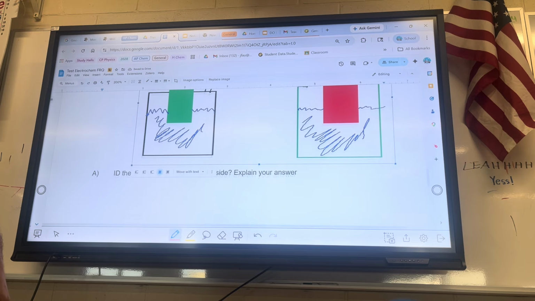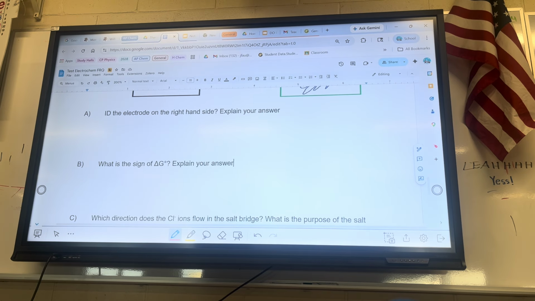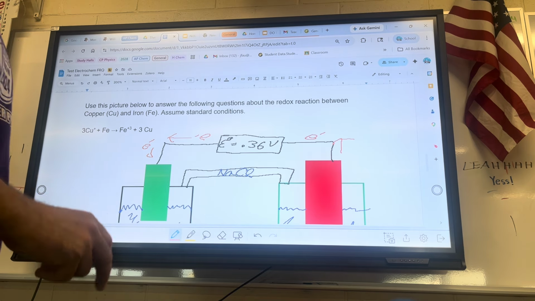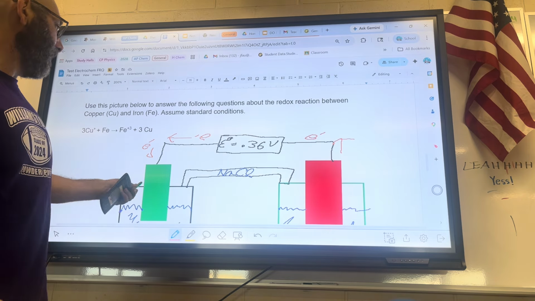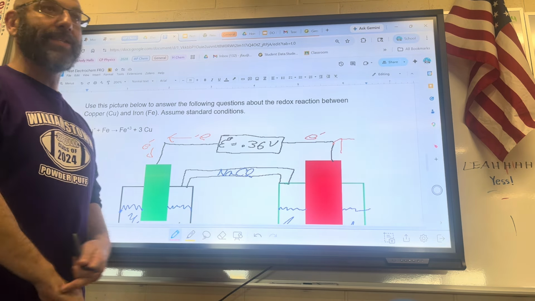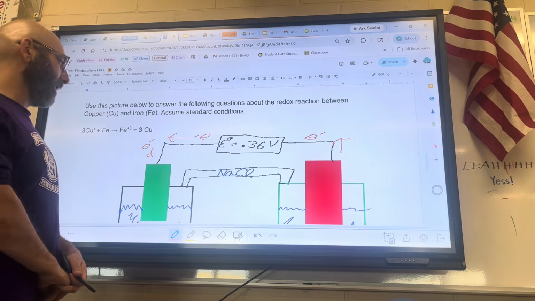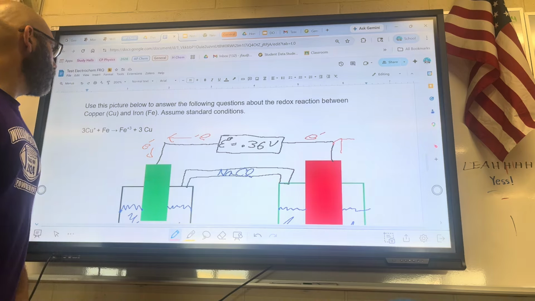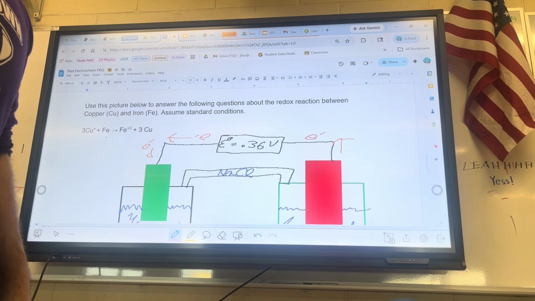So the first question is to identify the electron flow on the right-hand side and explain your answer. On the right, electrons are leaving this, and then they're entering here. The electrons always leave the anode, and they always enter the cathode, because that's the side being reduced, and this is the side being oxidized. So who's being oxidized here? Iron. So iron, or the anode.